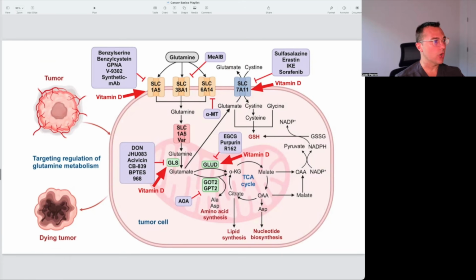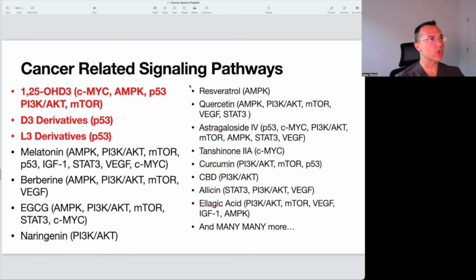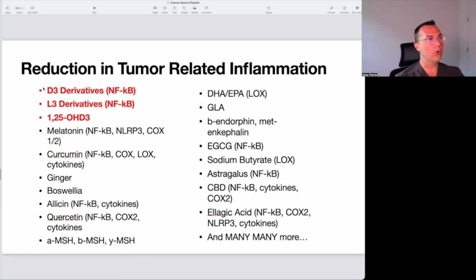It does other things also. There's a whole host of cancer-related signaling pathways that are affected by 1,25-hydroxyvitamin D, as well as the D3 and 3-hydroxy derivatives. And then there are a whole host of anti-inflammatory and other effects. I don't even have enough time in this video to go over all the things that vitamin D can do to help us fight cancer, some of which is inflammatory related, as well as off-target non-glucose and glutamine related targets that also have clinical benefit. So I hope you can see that vitamin D is a cancer fighting powerhouse.